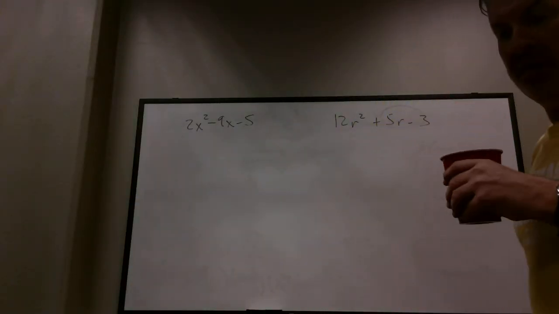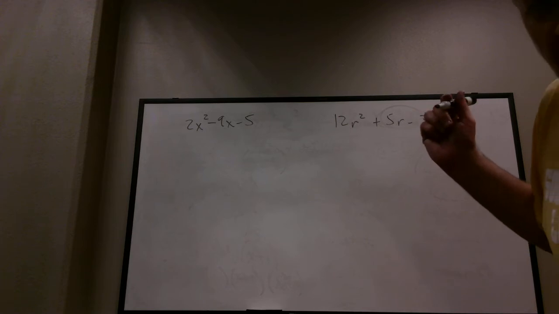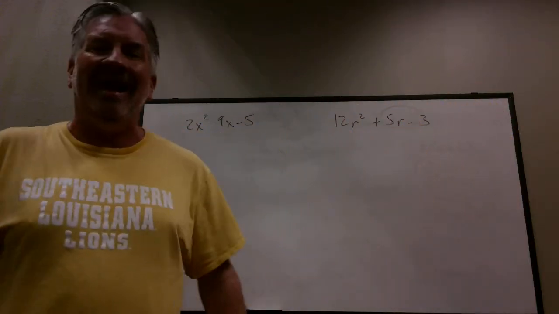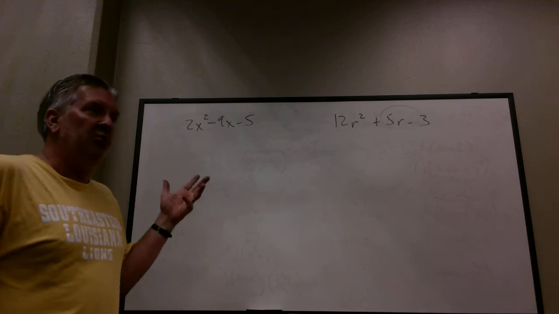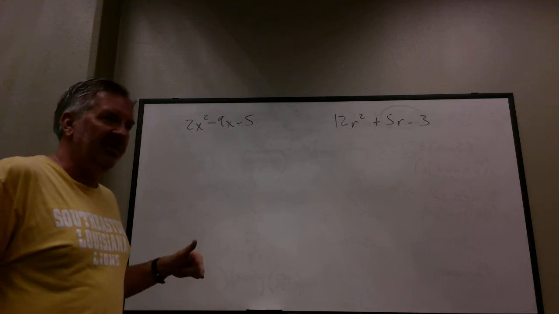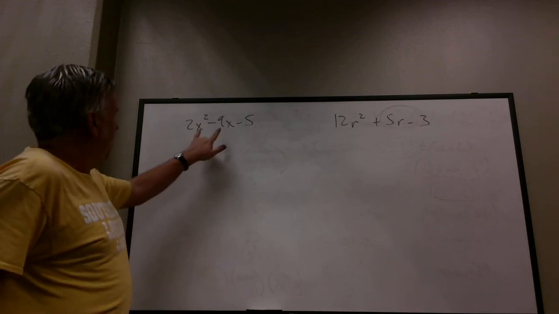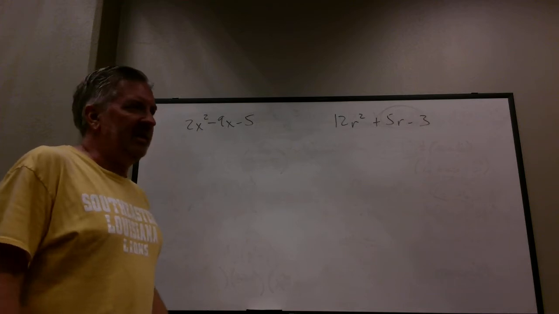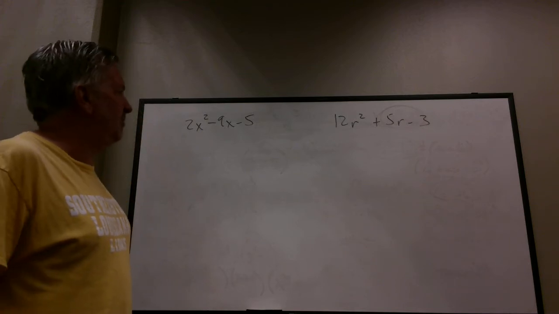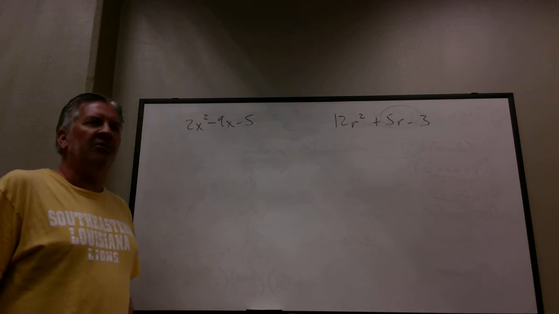Okay, so this says factor the following trinomials. I want you to realize all the problems we did before were binomials. They all had two terms. It was something cubed plus something cubed, minus something cubed, or something squared minus something squared. They were all binomials. Now this is a trinomial. So it's not going to be a sum or difference of cubes or difference of squares, because those were all binomials.